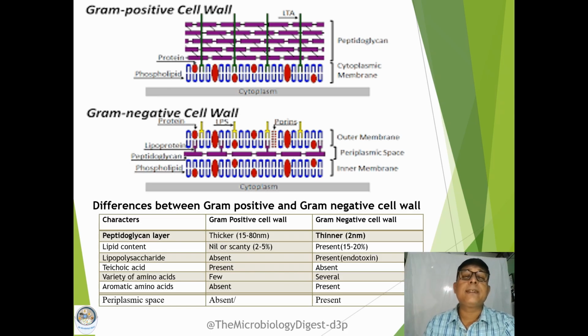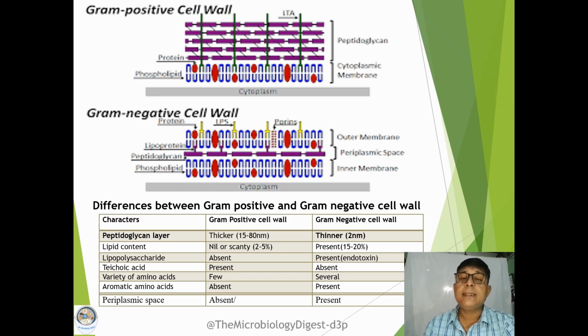So this is the diagrammatic illustration. As you can see, this is the gram positive cell wall. Here the peptidoglycan layer is very thick, and this is the gram negative cell wall. Here the peptidoglycan layer is a very thin layer, you can see in the diagram. Because of this, the gram negative cell wall has a very high content of lipids. So it ranges from 11 to 22%.